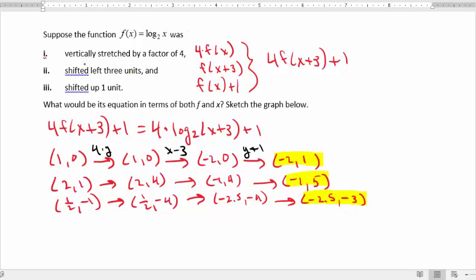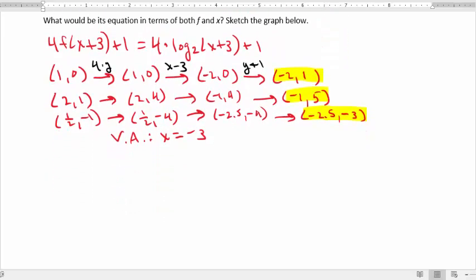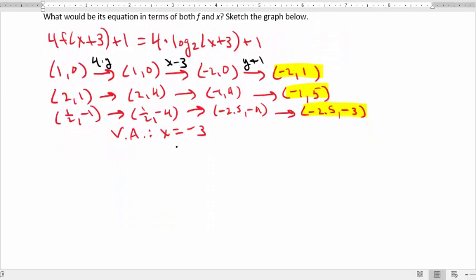And the other thing to note is, since this thing was shifted left 3 units, what that did is that moved the vertical asymptote to x equals negative 3. So that's something you want to keep in mind, right? The vertical asymptote was shifted to negative 3. So now if we go to graph this, let's see what we got. Let's just draw a little basic grid here. x, y. We know we have a vertical asymptote at x equals negative 3, which is going to be over here.